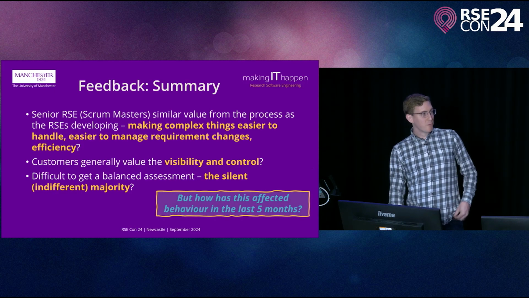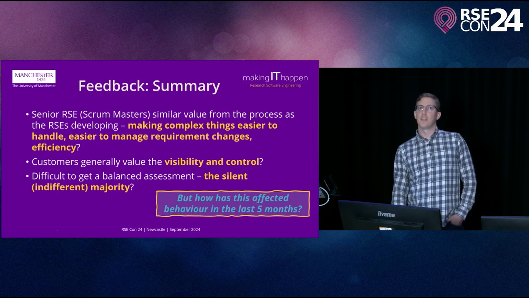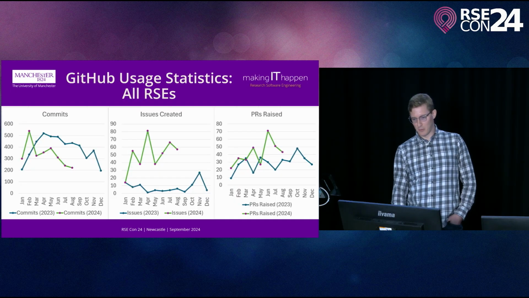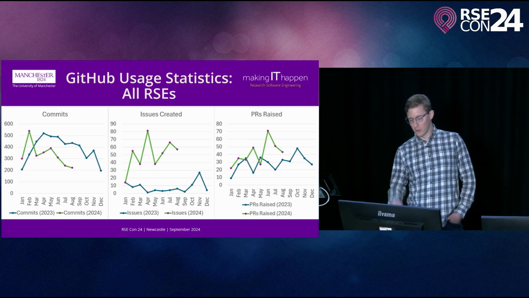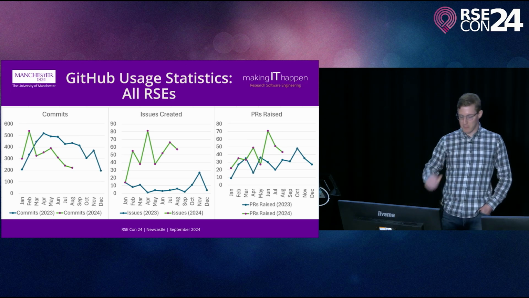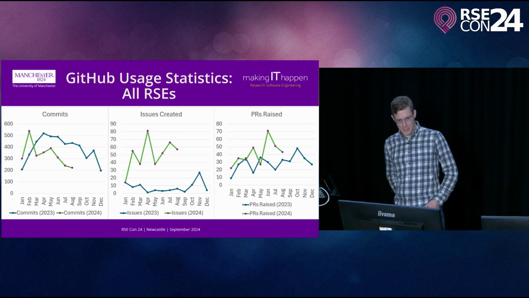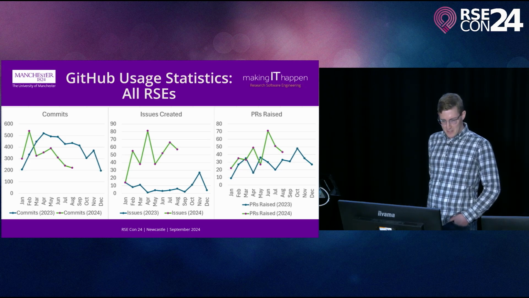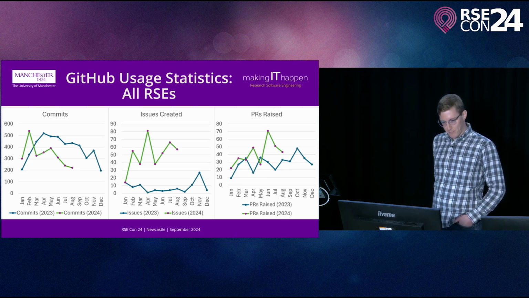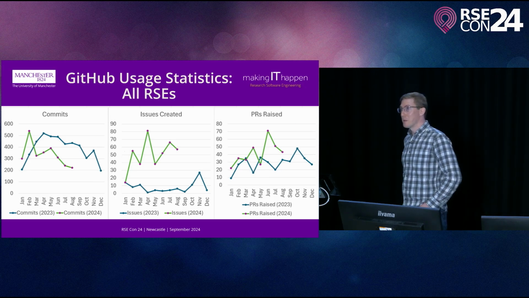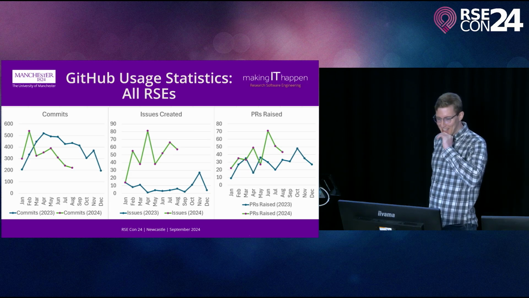But then we wanted to know, really, how has our behavior changed as RSEs? How has that changed over the last 4 or 5 months? So we did try to get some usage metrics from GitHub. This is all of the RSEs in the group. If you imagine the first quarter, we introduced the training. The overall commits seem to have fallen. No explanation for that at the moment, but I'll say a bit more about it later.